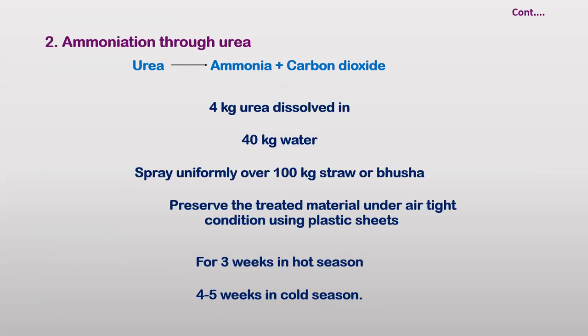But ammoniation through urea is very common, and farmers also practice it for the treatment of dry roughages. This urea is easily available in the market. Urea is converted to ammonia and carbon dioxide. So how much urea will be required for the treatment of 100 kg straw? That is 4 kg, the maximum. That 4 kg is the maximum.